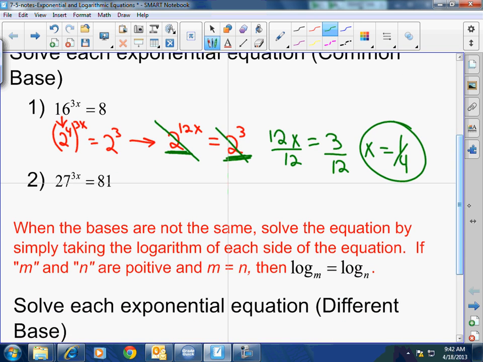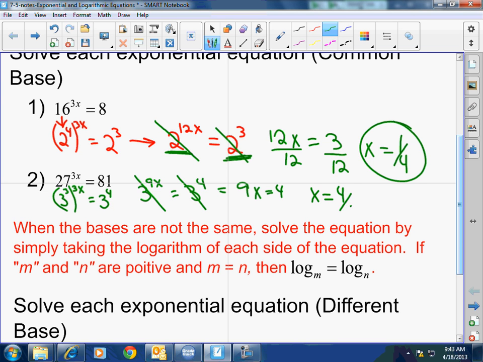For example, let's look at number 2 here. 27 and 81, what base do you think they have in common? 3, very good. 27 is 3 cubed raised to the 3x power, and 81 is 3 to the 4th. So I'm going to have 3 to the 9x because of the power property of exponents, and that's going to equal 3 to the 4th. When I have equal bases equaling each other, those go away, and I have 9x equals 4, so x equals 4/9. It's that simple. Not too bad, right?